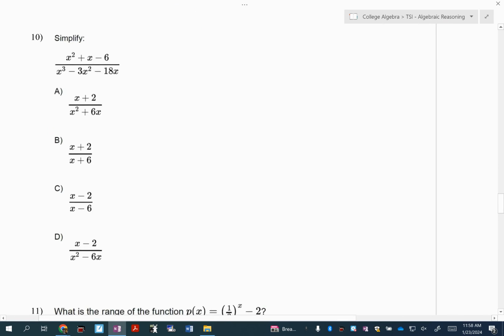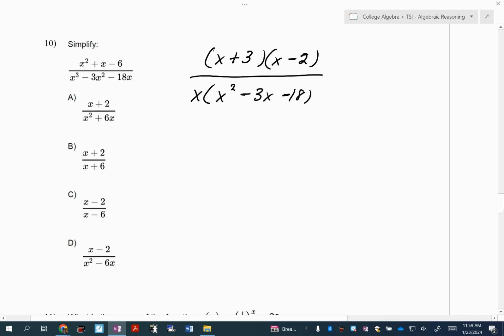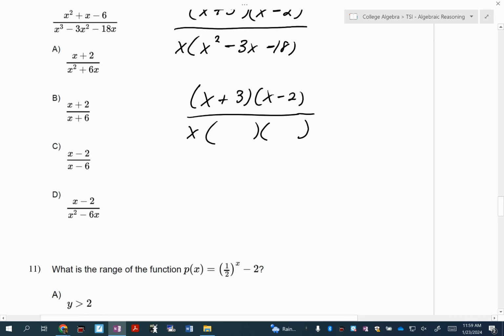Number 10. Number 10 is a rational expression of just one of them. And when you simplify them, all you're going to be doing is factoring to get as simplified as possible. So for that numerator, I'm looking for factors of -6 that add to 1. So that's going to be 3 and -2. In the denominator, I'm going to first factor out an x to leave me with x squared minus 3x minus 18. I'm going to copy down the numerator, bring down that x, and now let's find factors of -18 that add to -3. So let's use 6 and 3. Let's get the signs to work. So -6 and plus 3 should work.